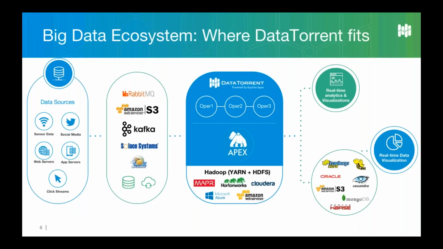So how does DataTorrent actually fit in this big data ecosystem? Like I said, we have different data sources like sensor data or social media, etc. And we may have different file systems or queuing systems like Kafka, S3, or RabbitMQ, or other systems like databases. From all of these systems, the data sources might send the data to Amazon or Kafka or such, and then from there we can read the data via Apache Apex and perform some transformations and all of that.